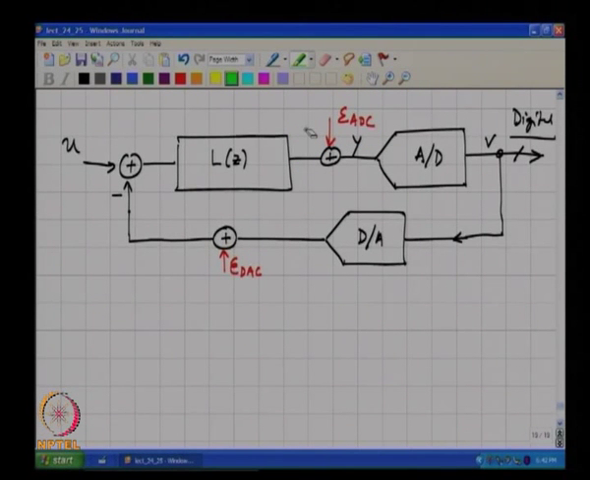All right. So, we would like to understand what happens to our delta sigma loop with these errors in practice. All right. So, let us start with the ADC error first. What do you think will happen, or what is the influence of EADC on the in-band SQNR?